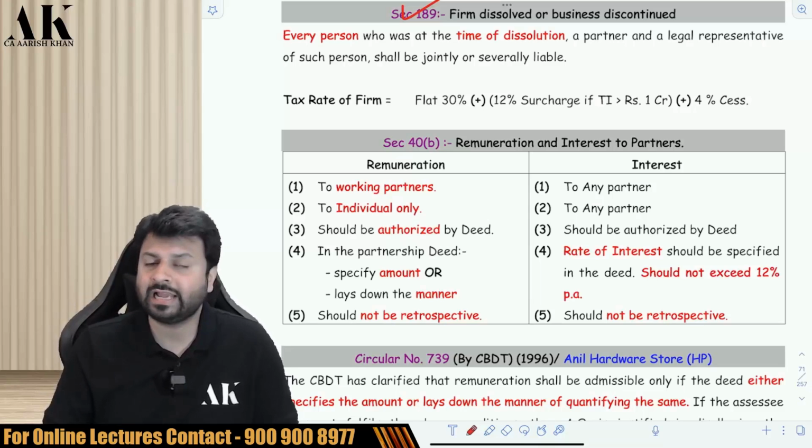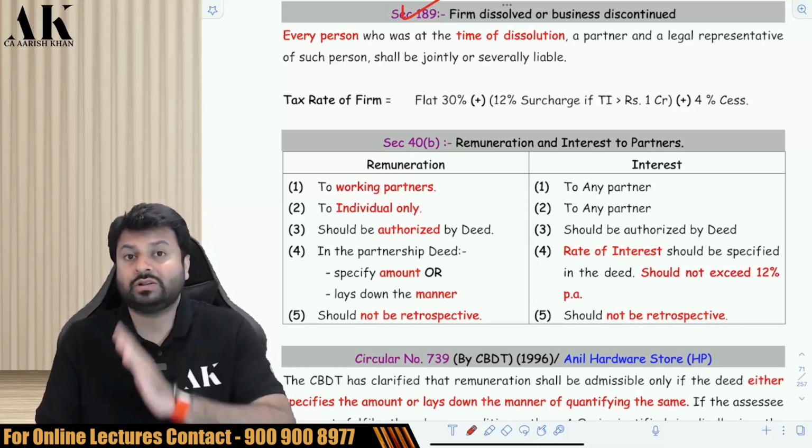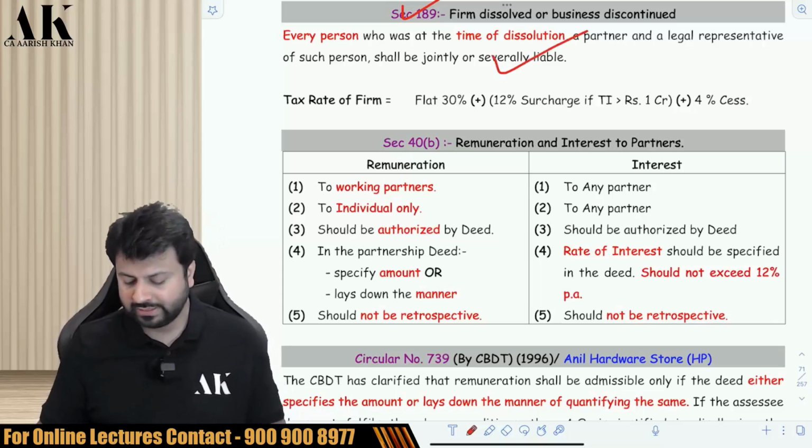So, at the time of dissolution, you should not be a partner. If you are a partner at the time of dissolution, you have to bear all the consequences that a person has to bear in respect of a firm. Be very careful. Let's go ahead with the tax rate.